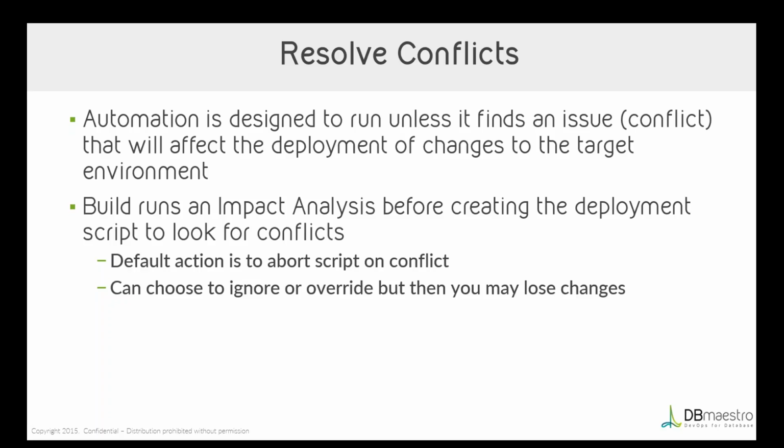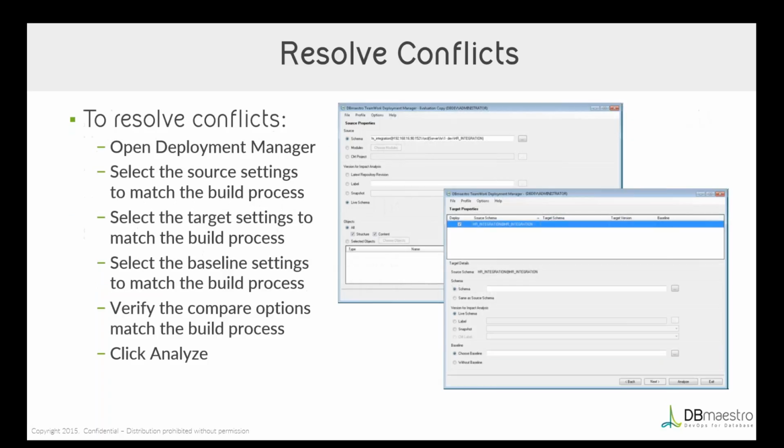So by default, the script generation will stop if it finds a conflict. Now you can override that. You can say ignore the source and keep the target, or override the source and lose the changes that could be on the target. So you can set that in the automation or in the deployment manager depending on how you want your changes to be processed. But the default is to stop if it finds a conflict, so you can take a look, merge the changes, and continue. So deployment manager is where we do that.